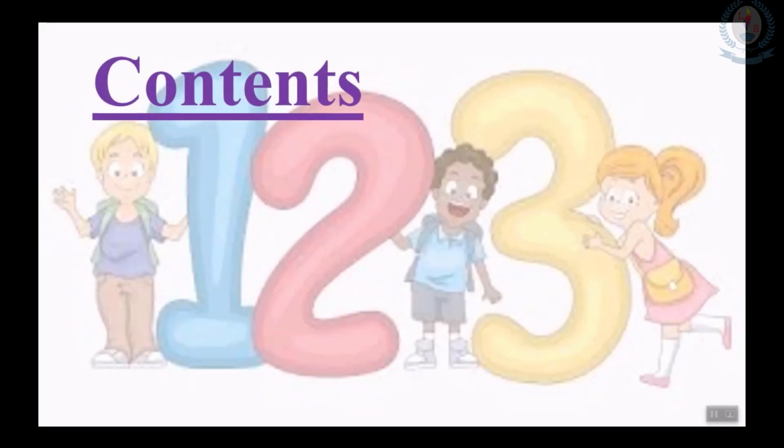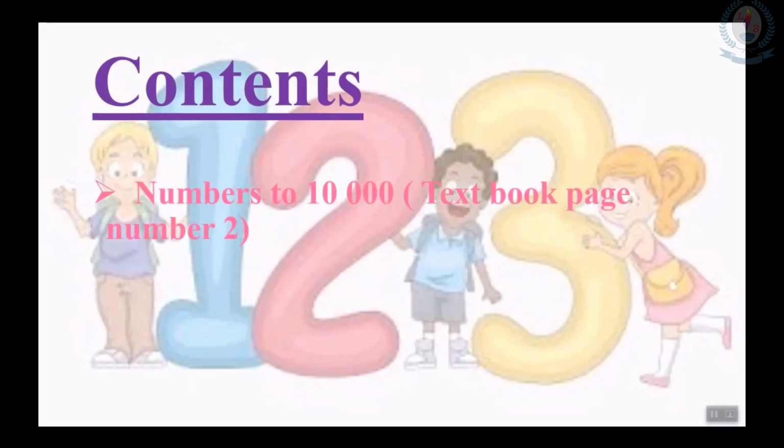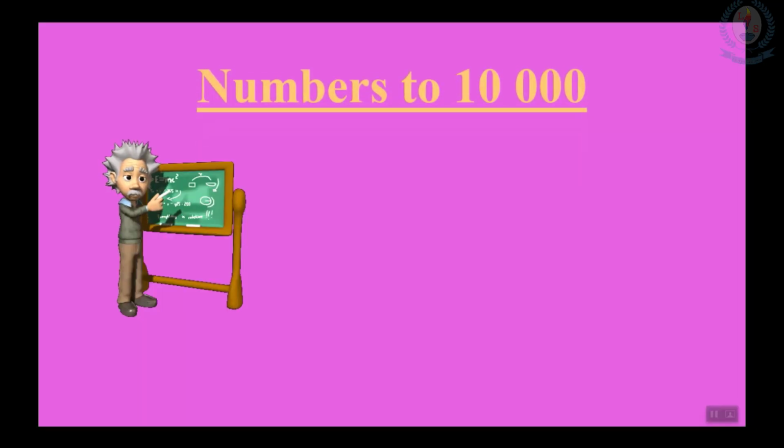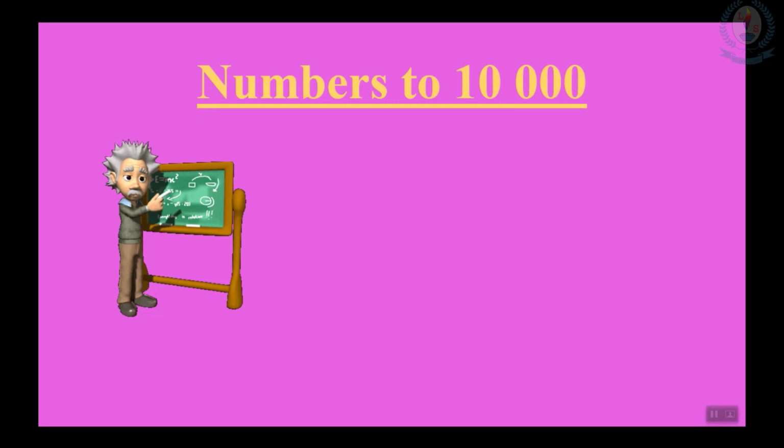Contents or the subtopics. First one, numbers to 10,000, textbook page number 2. Place value, thousands, hundreds, tens and ones in textbook page number 6. First subtopic, numbers to 10,000.